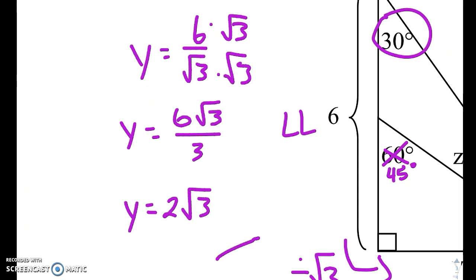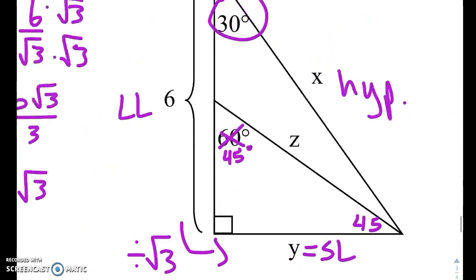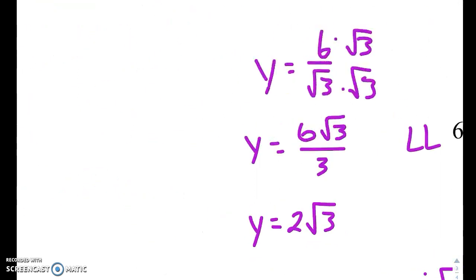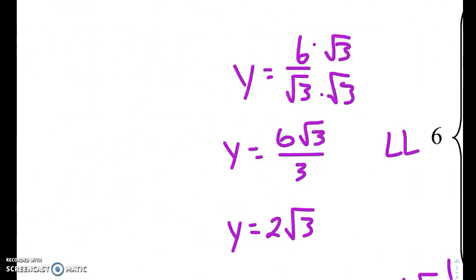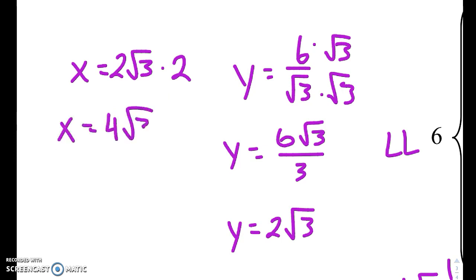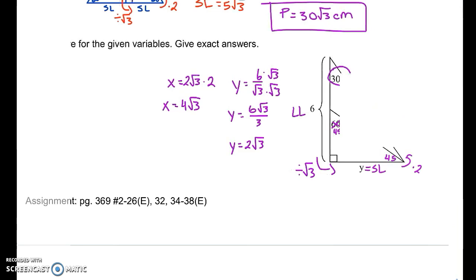Alright, so we have that information. Now we can go to the hypotenuse. We go to the hypotenuse by multiplying by 2. The hypotenuse is the letter x. So x equals the short leg, 2 radical 3, times 2. So x equals 4 radical 3. Alright, so I did that.